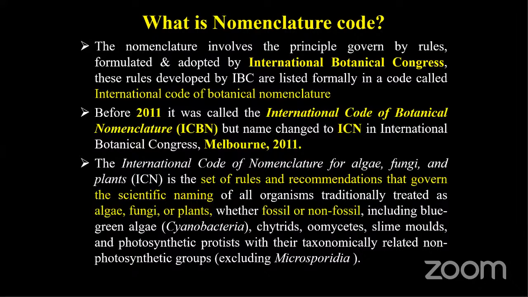The International Code of Nomenclature for Algae, Fungi, and Plants, ICN, is the set of rules and recommendations that govern the scientific naming of all organisms traditionally treated as algae, fungi, and plants, whether fossil or non-fossil. So it also includes fossil as well as non-fossil plant groups. In this lecture, we mainly deal with the rules and principles in your syllabus that are included in the ICN.